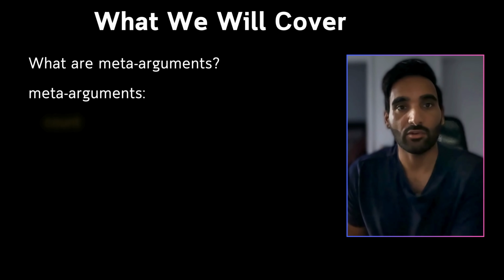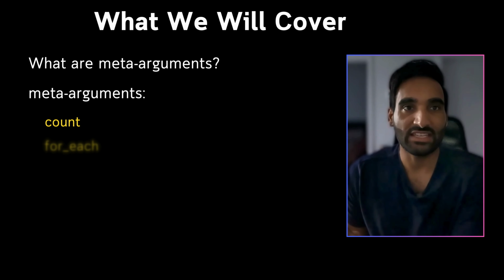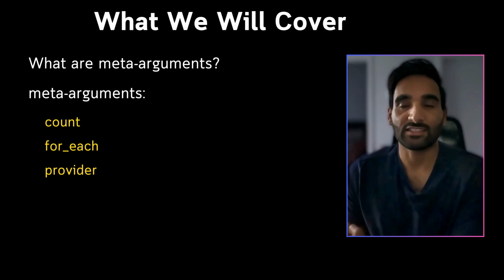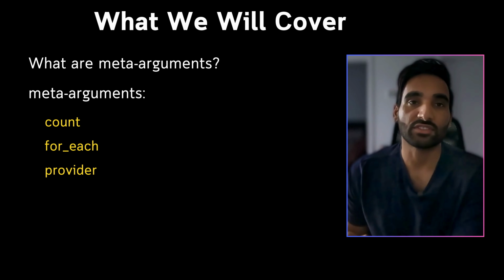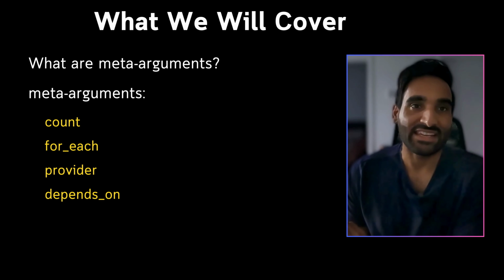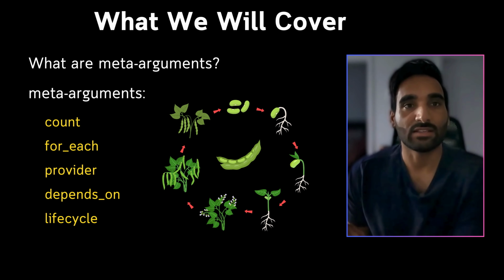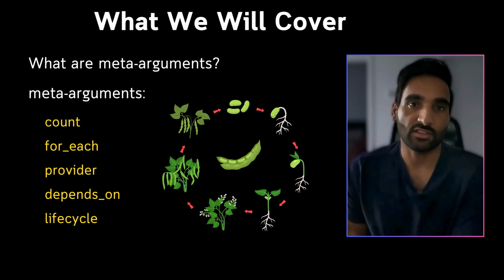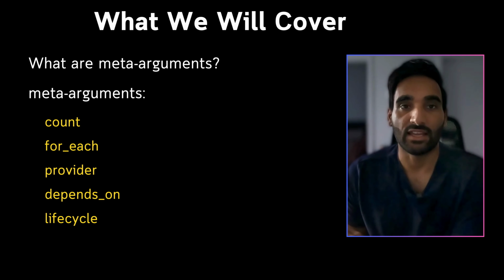We'll start with count, then we'll dive into for each. After that, we're going to look into the provider argument, which allows you to customize the configuration for your resources so that you can deploy resources in different environments or regions. Following that, we're going to look at depends on, and at last we will discuss the lifecycle argument, which allows you to manage essentially the life cycle of the resources, like how they're created, updated, and deleted.